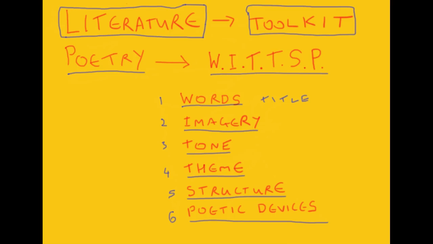So this is the first toolkit, WITTSP. This is what I would like to encourage you to use whenever you are analysing a piece of poetry in your English literature, whether it's in school or for the exam. We're going to do more of this for practice in future tutorials. So that's the first toolkit for poetry.